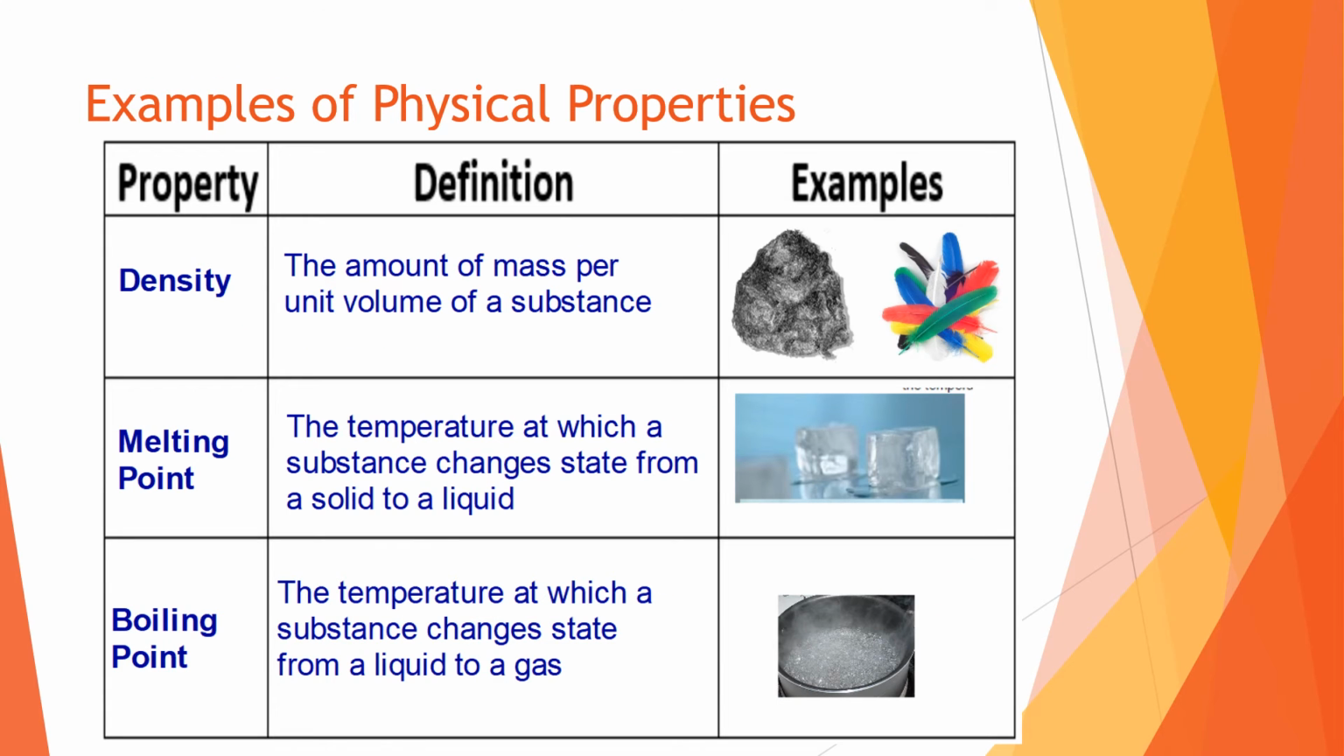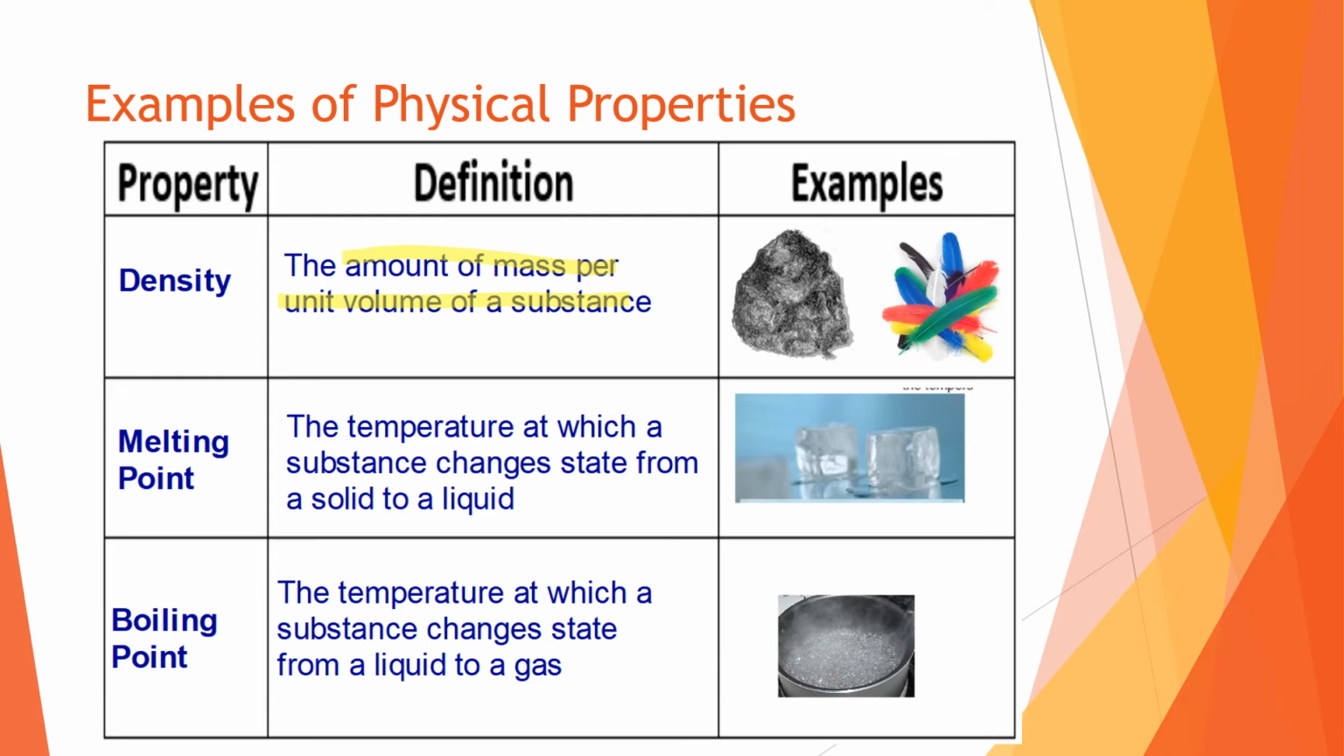Okay, now we have density, the amount of mass per unit volume of a substance. So we're going to have a whole lesson on density. When describing using this property, if something's heavy, you would consider it to be more dense. If something is light, it's less dense. So you could have a rock that's heavy, very dense, or feathers that are light, that are less dense.